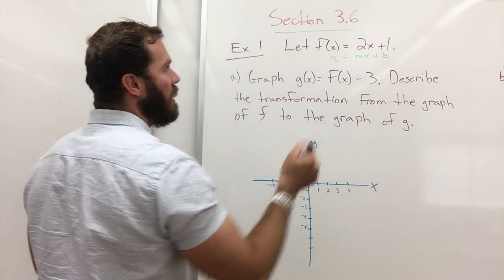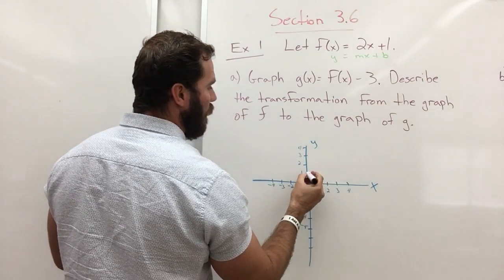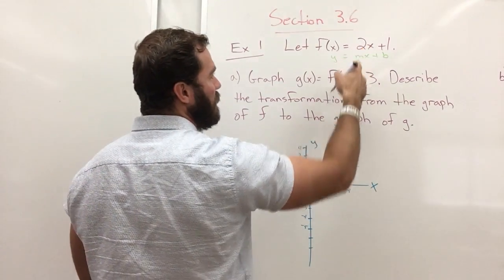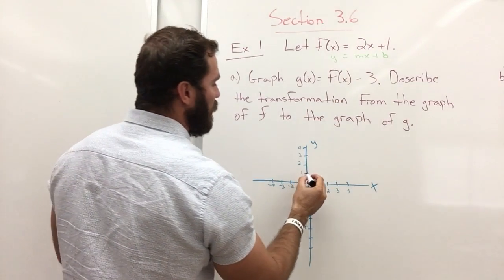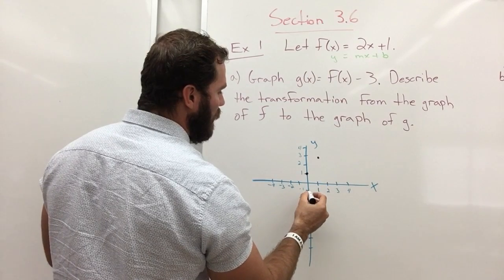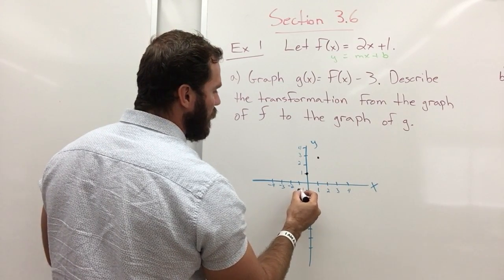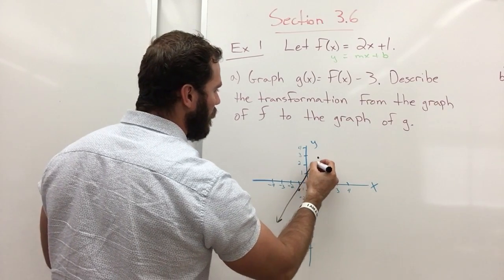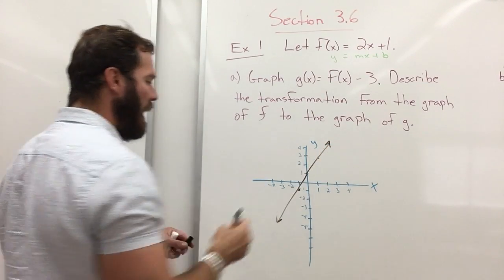So we know it's crossing the y-axis at the 1. And if its slope is 2, it's going up 2 and over 1, or down 2 and to the left 1. Remember? You can go either way. Okay, so there's my parent function.